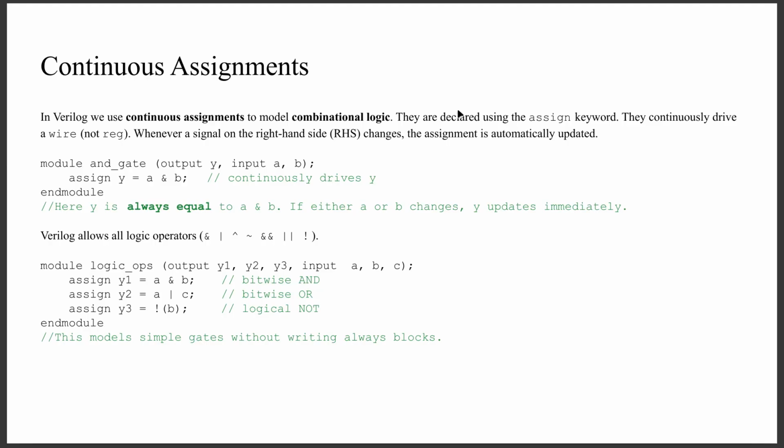Alright, continuous assignments. In Verilog, we use continuous assignments to model combinational logic. They are declared using the assign keyword. They continuously drive a wire, not a register, whenever a signal on the right-hand side changes. The assignment is automatically updated. So again, module AND gate, output Y, inputs A, B, and then assign. So the assign statement continuously drives Y. So if A or B ever changes, Y updates immediately.